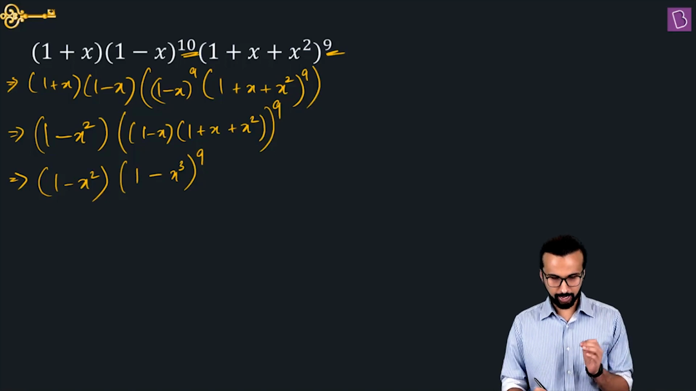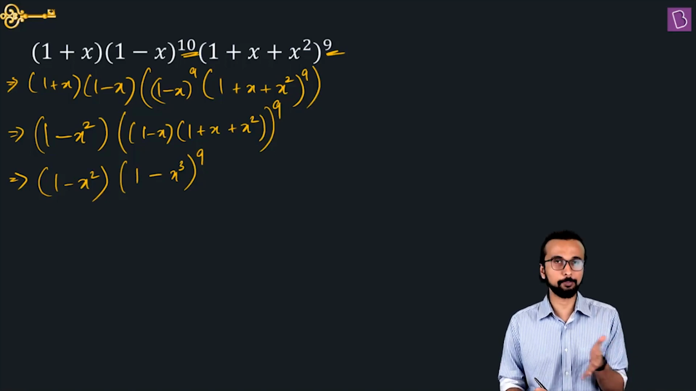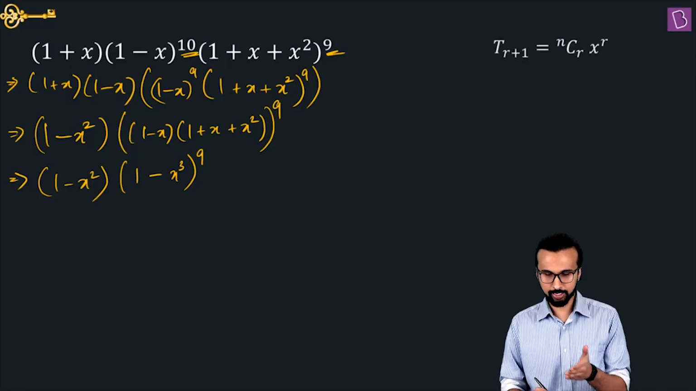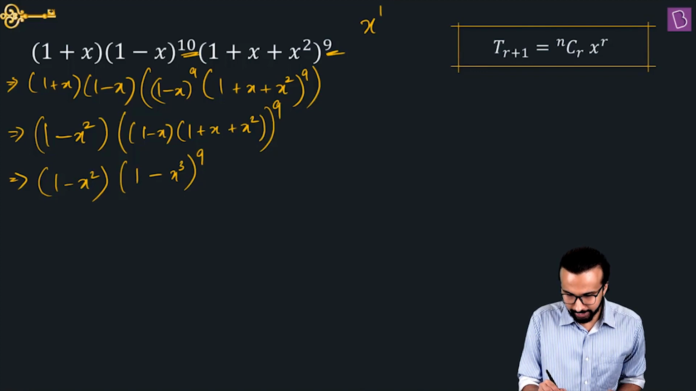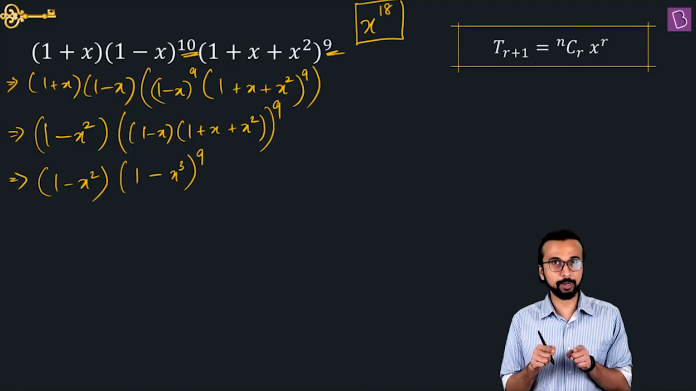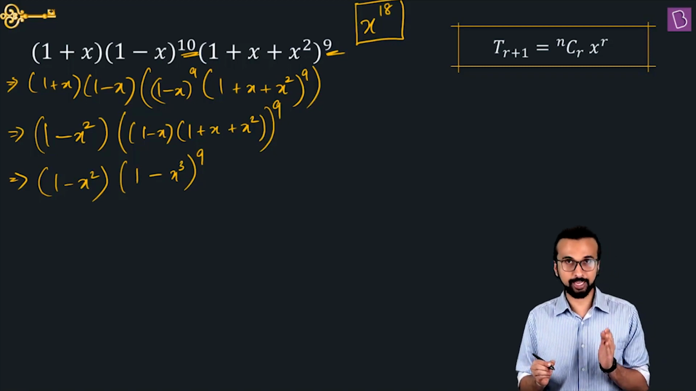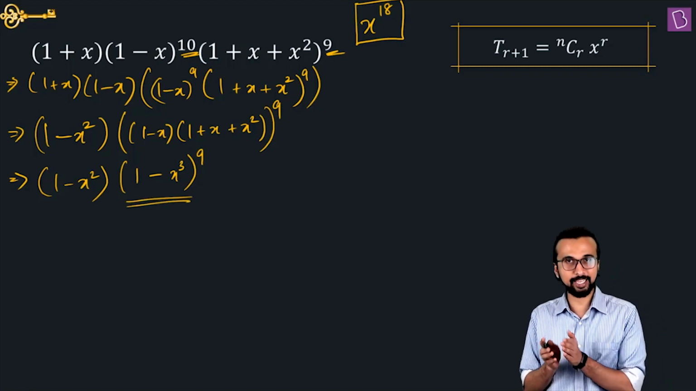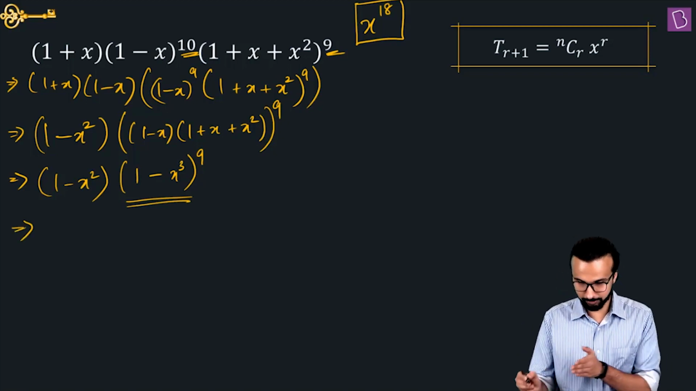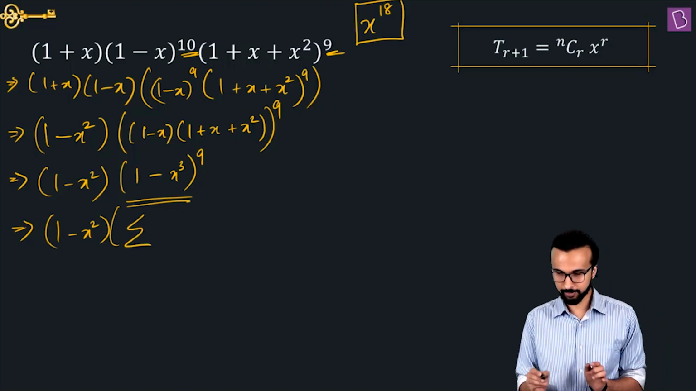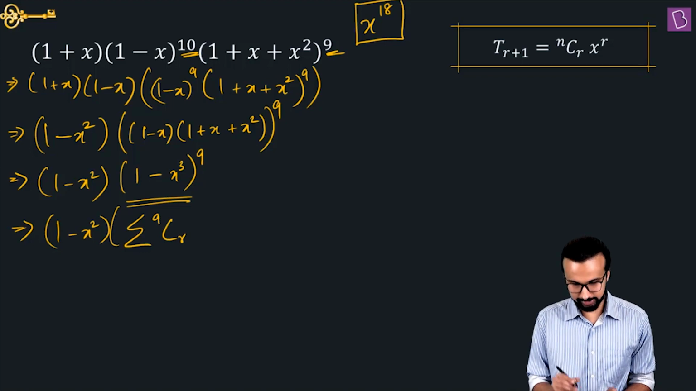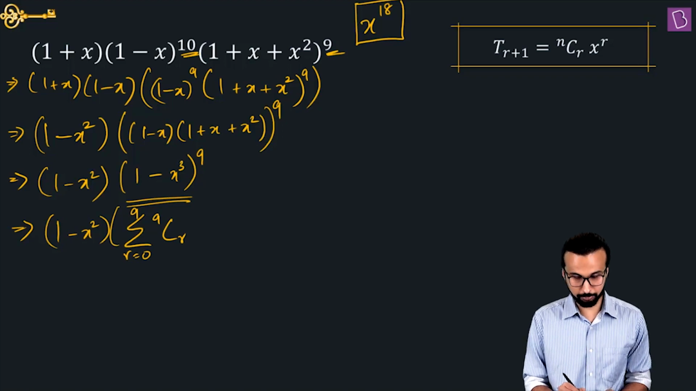Our general term in any expansion 1 plus x raised to n will be T(r+1), the general term will be nCr into x power r. Here we are looking for the coefficient of x power 18, remember. So for that, this 1 minus x cube raised to 9 in sigma form can be written as (1 minus x square) into sigma 9Cr, where r goes from 0 to 9, x power r. So instead of x here, it's minus x cube.